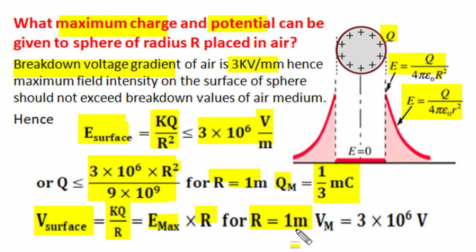So surface potential is maximum electric field intensity multiplied by the radius of the sphere. If the sphere has 1 meter radius, then the maximum potential which can be built over that 1 meter radius sphere is 3 into 10 power 6 volt. That's quite a huge value.